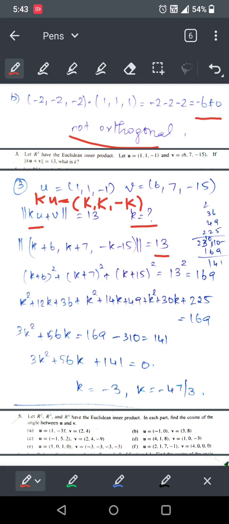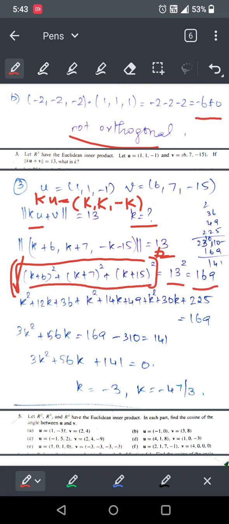So when you take the norm for this, it is the square of each individual element, and what we will be getting here is the root symbol. To remove that root, I need to square both sides. So these two will get cancelled. 13 square is nothing but 169. When you expand all these terms and factorize, you will be getting the value for k as -3 and -47 divided by 3.